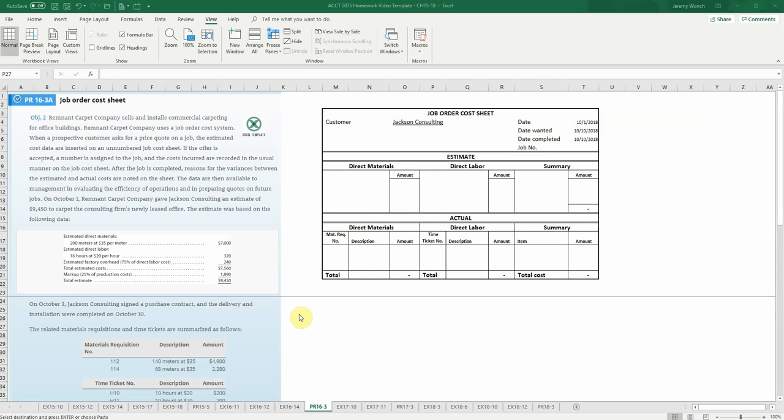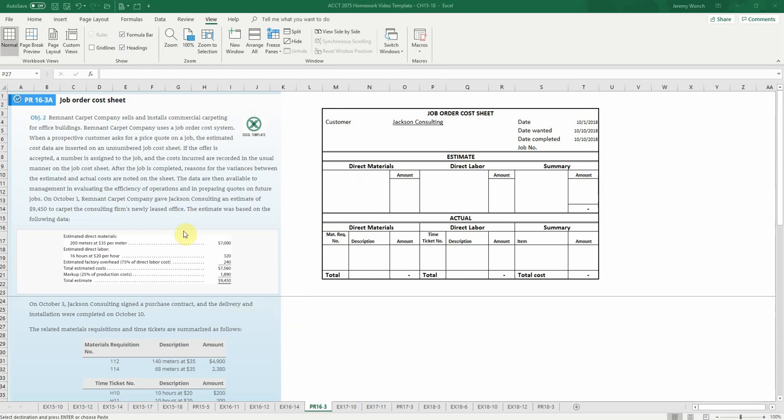So in this one, it says that they quoted the job for $9,450, and based on the detail, it looks like a total cost of $7,560 plus markup to get an estimate on the cost. So let's go ahead and fill out the estimate section on the job order cost sheet.